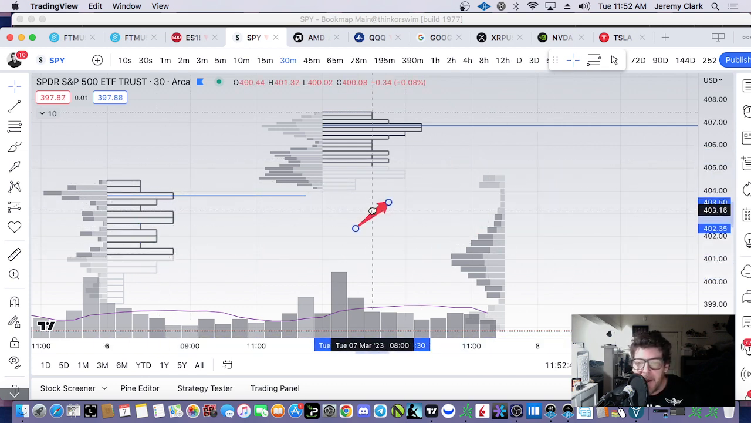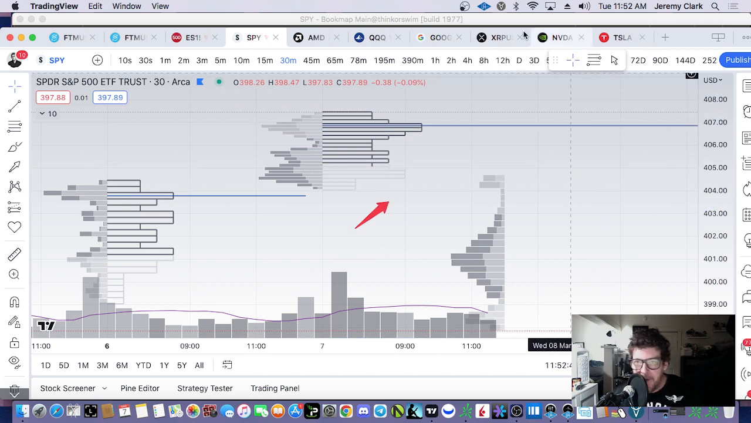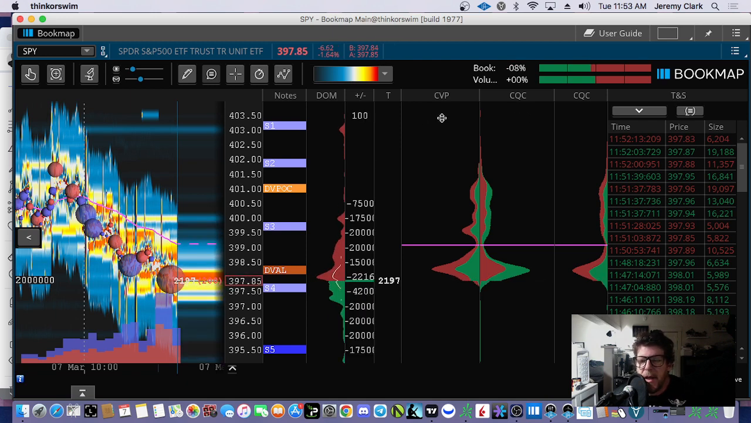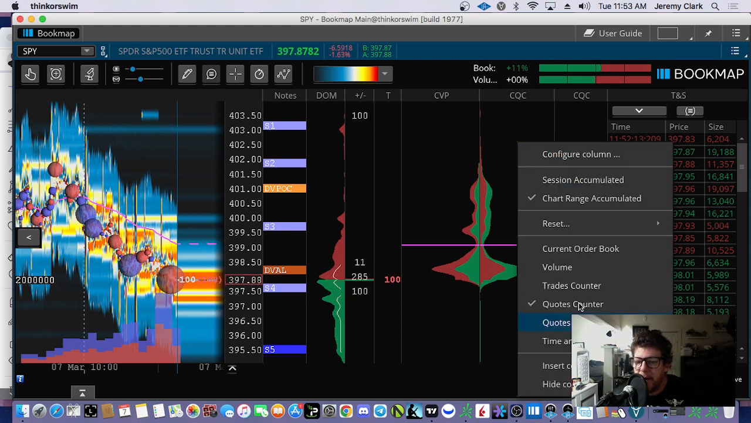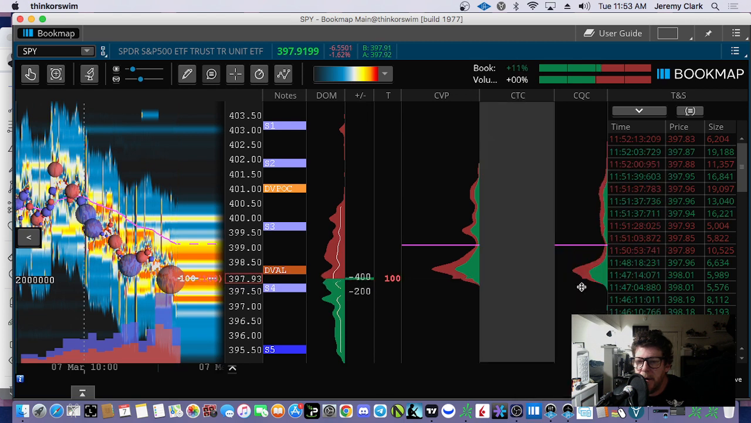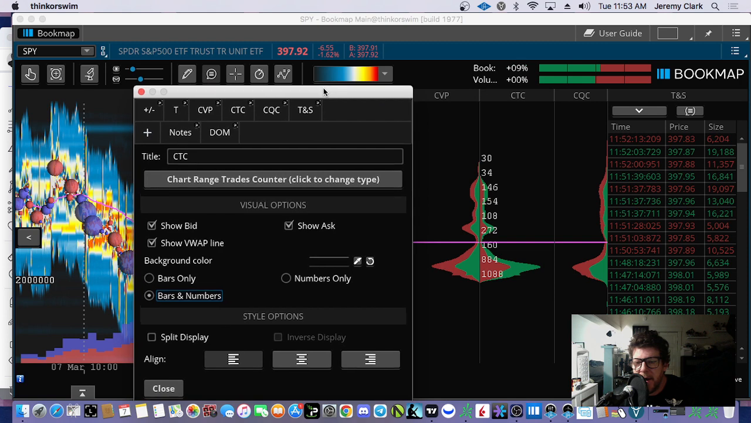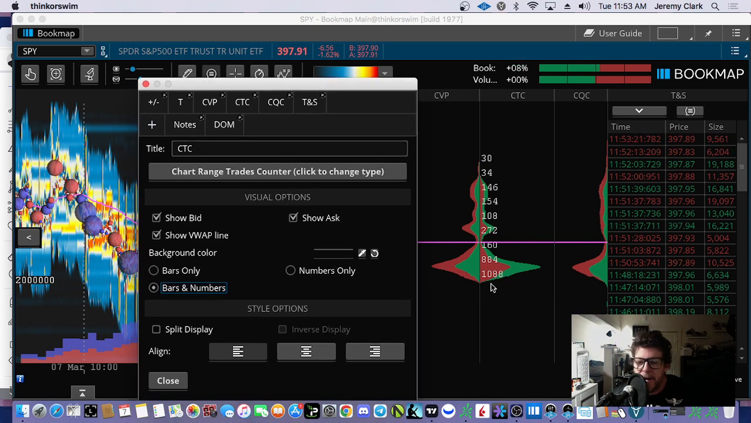Okay, so I was looking at Bookmap, and this is where it gets kind of fun. Here in Bookmap, I set it up similar. So we have CQC, the current quote counter, and CVP, the current volume profile. Looking at this, I want to change this to trades counter, and let's just configure this. One thing that's cool, you can add the numbers in, so you can actually see the lots. You can see 884 lots traded right here by this point. I'm going to just leave it on bars for now.